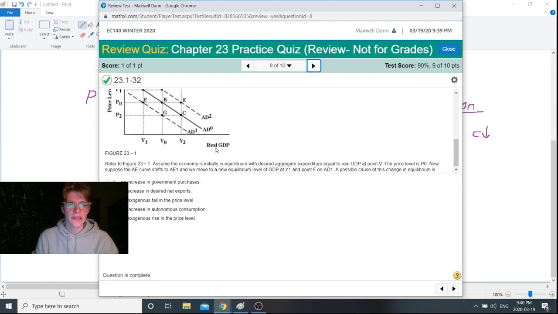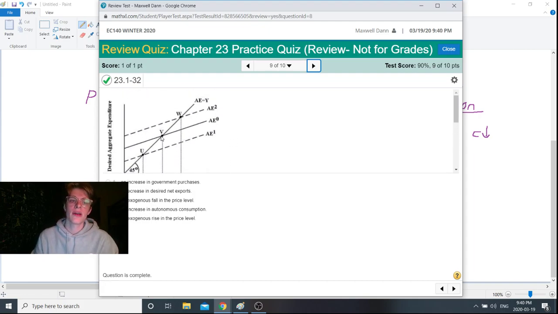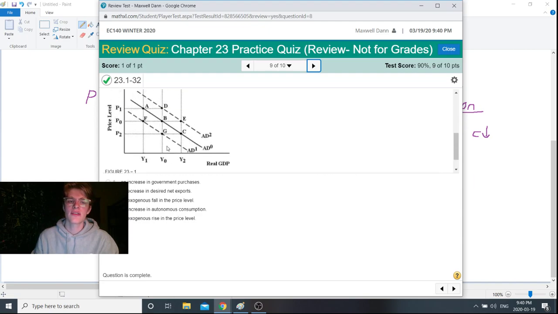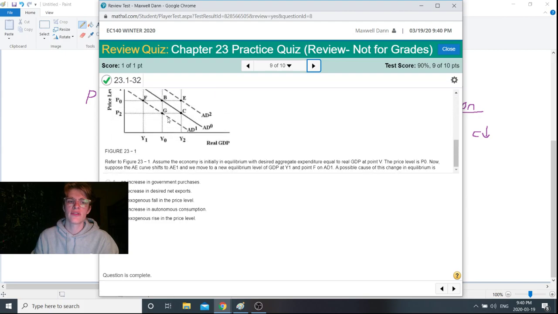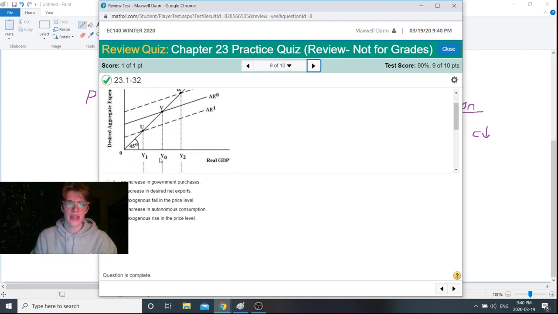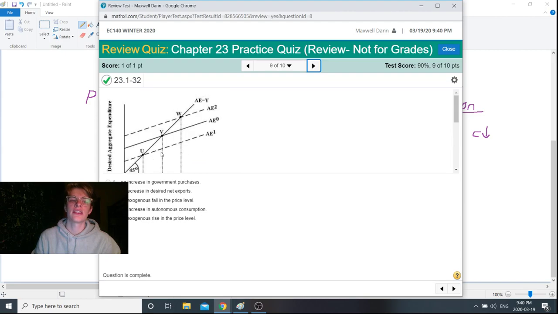Okay, I don't think I talked about this. It's the same graph, but a different question. So, assume the economy is initially in equilibrium with desired aggregate expenditure equal to real GDP at point V, right up here. Then it says the price level is P0. Good to know. So we're at any of these curves, but dragging down from point V, we know we're at AD0. Excuse me. Because Y0 and Y0, like you can match them up, right? Now suppose the AE curve shifts to AE1. So it decreases. So that means we're going to have a new equilibrium at point U.